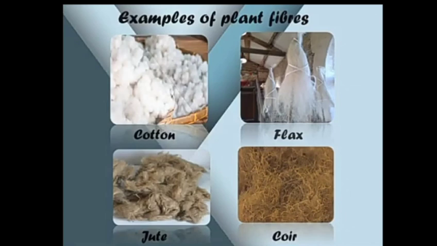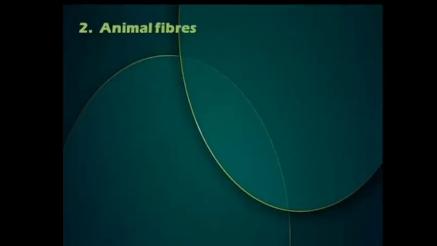Here are these examples of the plant fibers. First is the cotton. These are the cotton balls that are obtained from the cotton plant. Then the second one is the flax or the linen that is obtained from a flax plant. Third is the jute that is obtained from the jute plant, and the fourth one is coir that is obtained from coconut.